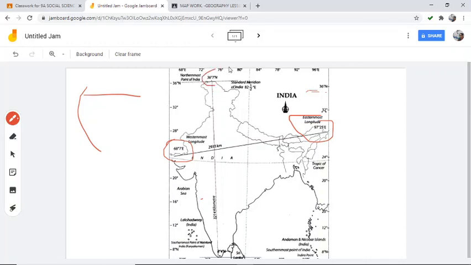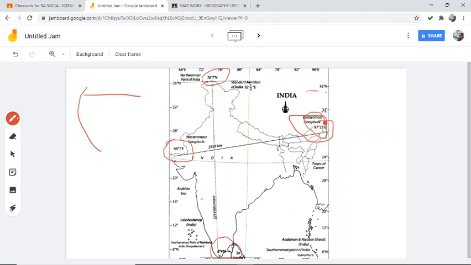37 degrees 7 minute north latitude is the northernmost latitude, and 8 degree 4 minute north latitude is the southernmost latitude of India. 68 degrees 7 minute east longitude is the westernmost longitude of India, and 97 degree 25 minute east longitude is the easternmost longitude of India. Okay, so that much is clear. So that was the first question, northernmost, southernmost latitude, and easternmost, westernmost longitudes of India.